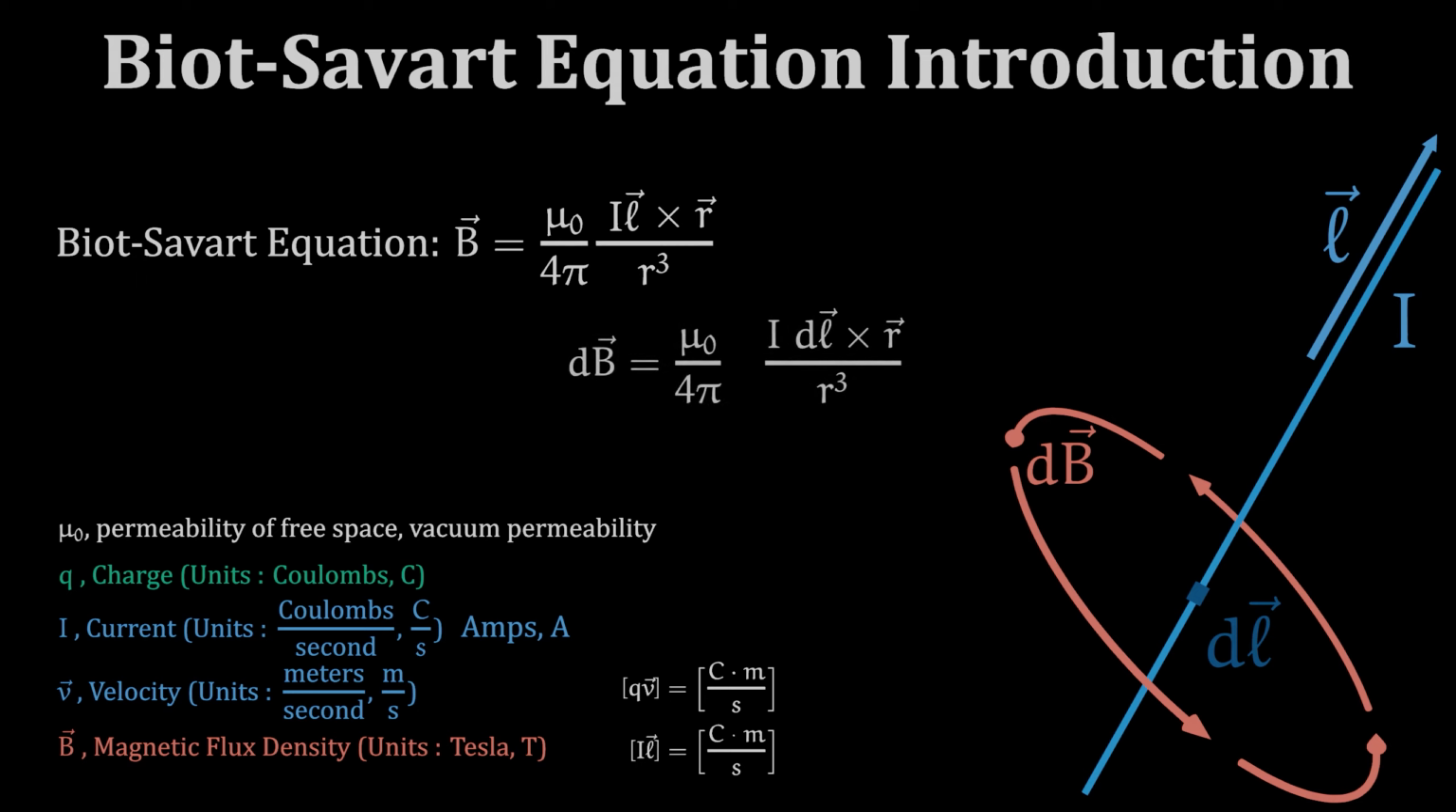To get the entire B field produced by this wire, we need to add up all these tiny infinitesimal pieces together by integrating. Therefore, this is the form of the Biot-Savart equation we generally need to solve when working on physics problems. In theory, the Biot-Savart equation can be used to solve the B field at any location in space due to any conceivable orientation of current-carrying wires or moving charged particles.